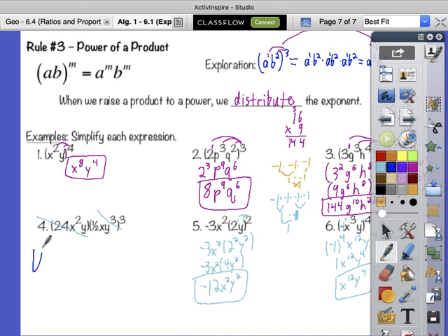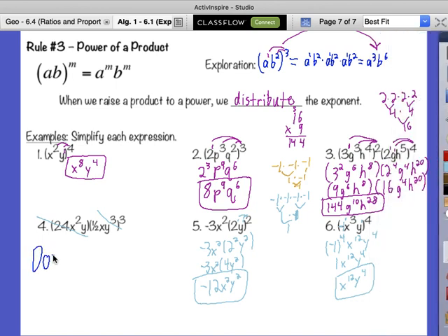Go on 3, 1. So here's the ones I want you to do for next class. I want you to do the odds. It's like 1, 3, 5, 7, 9, 11, 13. Yep, the whole left side. Actually, let's just do the odds for next time.